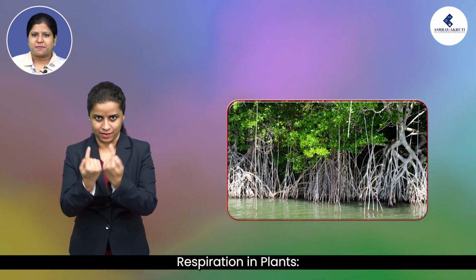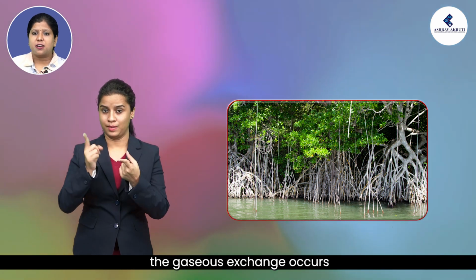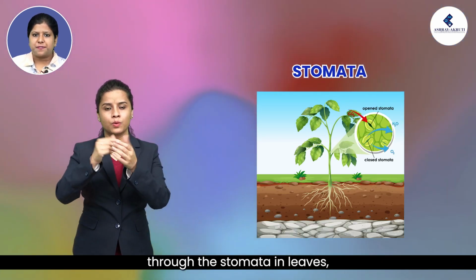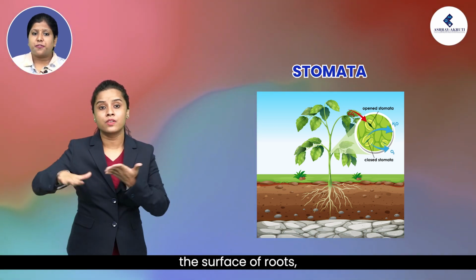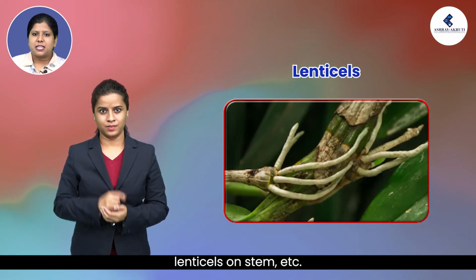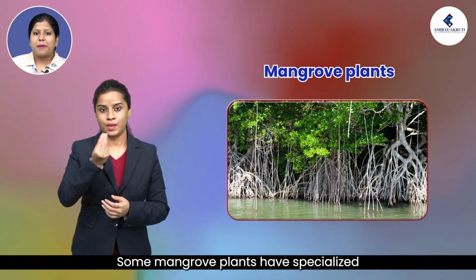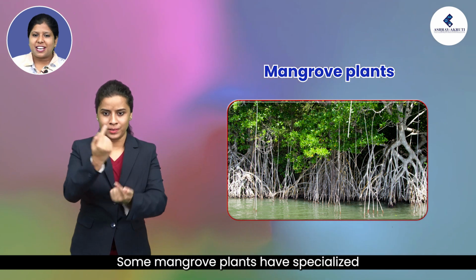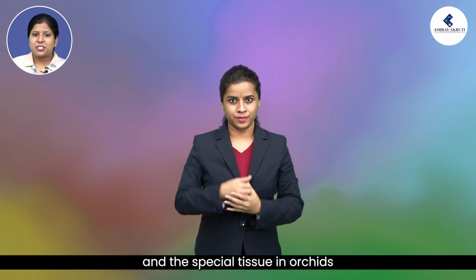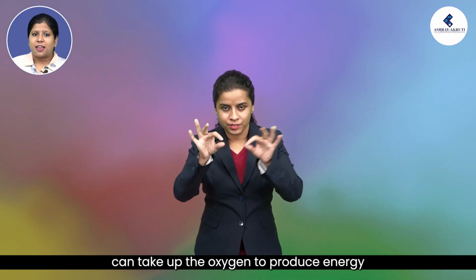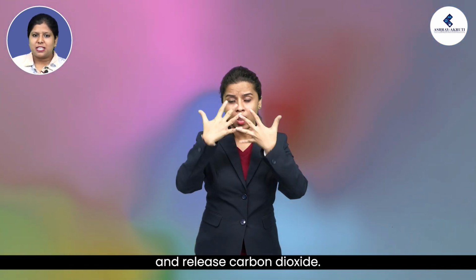Respiration in plants. In plants, the gaseous exchange occurs through the stomata in leaves, the surface of roots, lenticels on stem, etc. Some mangrove plants have specialized structures like breathing roots, and the special tissues in orchids can take up the oxygen to produce energy and release carbon dioxide.